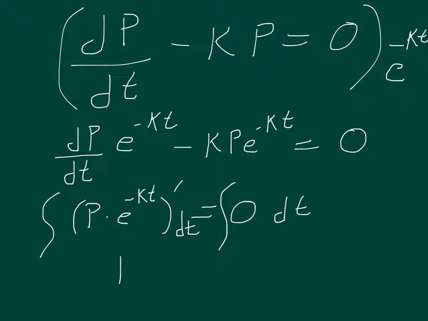And we say that p multiplied by e to the negative kt is equal to 0t, which is 0, plus c. And for the purposes of this, I think I'll just keep it as c, and then we'll move on to the next page.